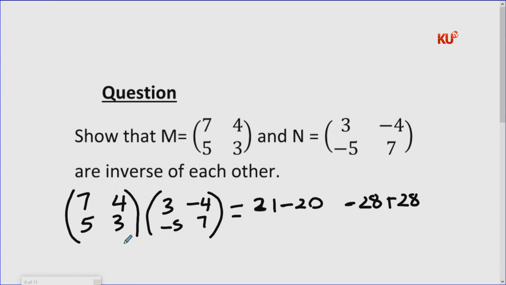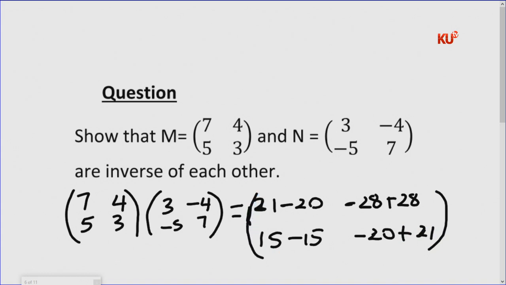Again, 5 times 3 gives us 15. And then we have negative 3 times negative 5, that is negative 15. And then the other side, 5 times negative 4 gives us negative 20. And then 3 times 7 gives us 21. So we add. That is now our product. And so when you work out 21 minus 20, it will give you 1.